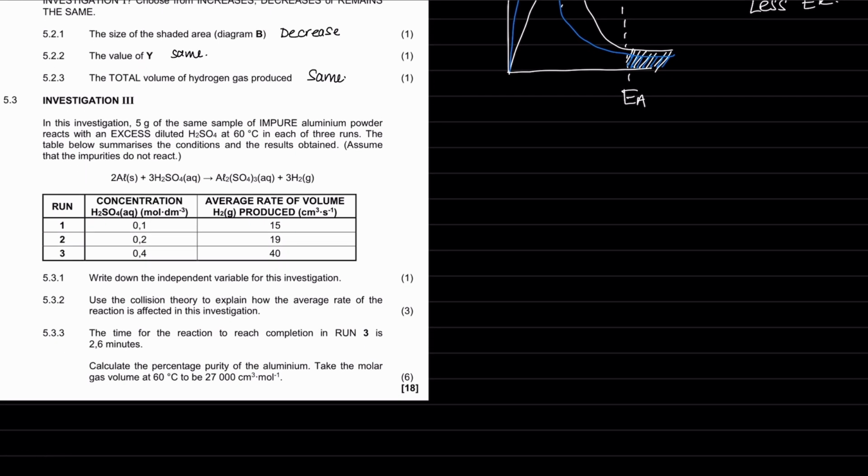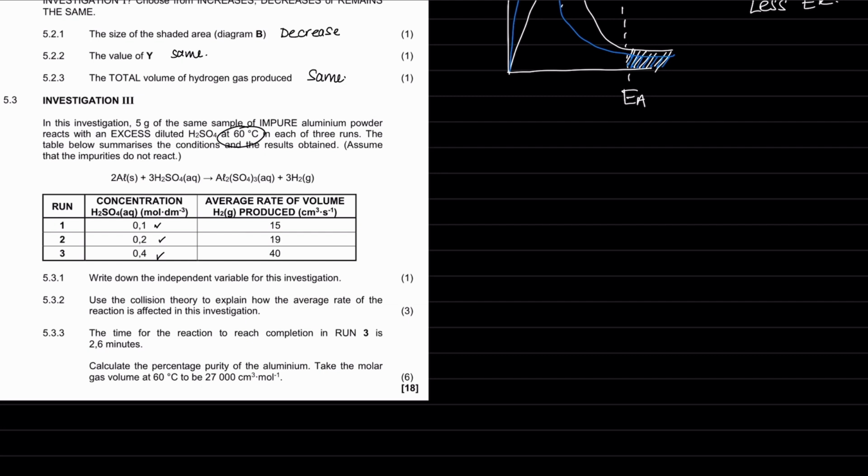Right, question 5.3, investigation 3. In this investigation, 5 grams of the impure aluminium reacts with excess diluted H2SO4 at 60 degrees, so back to normal temperature, in 3 runs. The table below summarizes the conditions and the results obtained. So we have run 1, run 2, run 3. In run 1, the concentration was 0,1, run 2 it was 0,2, run 3 it was 0,4.